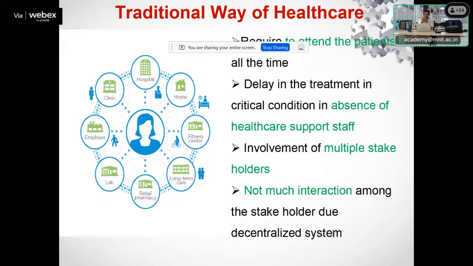Ultimately, in a traditional healthcare system, there are multiple stakeholders and they play their roles individually. What I mean to say is, if I am not feeling well, I will visit the doctor. Most of the time, the doctor will ask me to go for a particular test, so I will go to a clinical laboratory, perform the test and collect the report. The doctor will prescribe me the medicine, I will purchase the medicine from a medical store, and then my treatment starts.